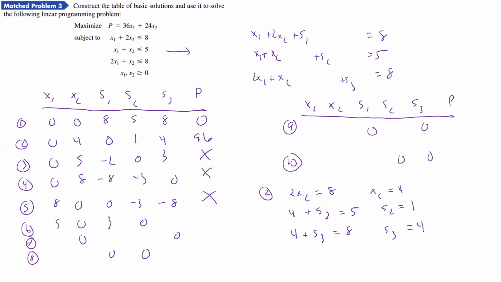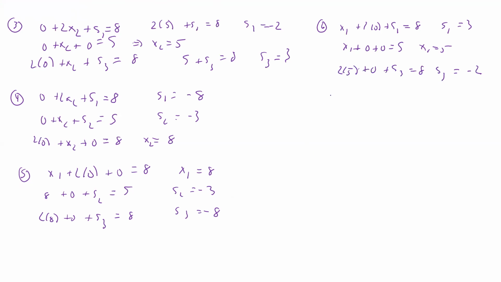5, 3, negative 2, another x. Okay. All right, so now we have 0 for x2 and 0 for s3. Again, we're just plugging them back into this and solving. So for 7, okay. All right, so we're going to have x1 plus 2 times 0 plus s1 equals 8. And so then we have what here? x1 plus 0 plus s2 equals 5. And here we're going to have 2x1 plus 0 plus 0 equals 8.